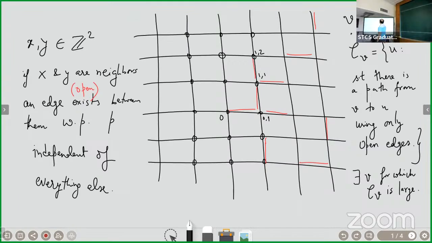Suppose you say this is my origin. This edge, this edge, this edge, this edge. Suppose all of them are closed. Does it mean that I cannot go to infinity? No, because I can always leave this. From this point onwards, rather than escaping this way or this way, I'll escape this way. Just saying that there is a box around the origin and all edges are closed is not sufficient.